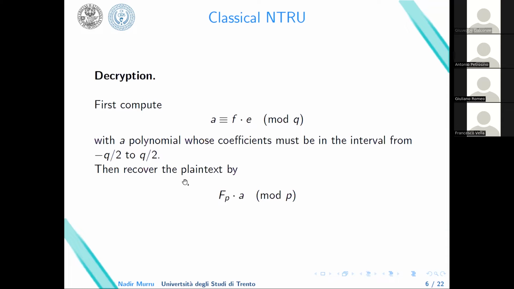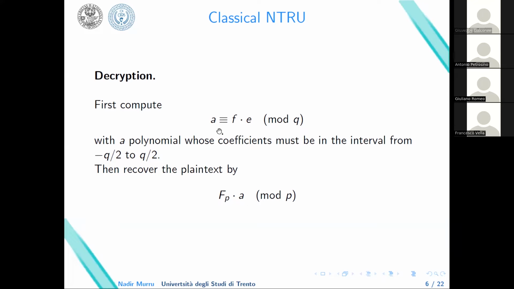The decryption procedure is also very simple. The decryption procedure is performed only by one that has the private key. In particular, first of all, you take the ciphertext C, sorry, this is C and not E, and for decrypting a ciphertext C, you multiply it by the first part of the private key, the polynomial f, and reduce modulo q.